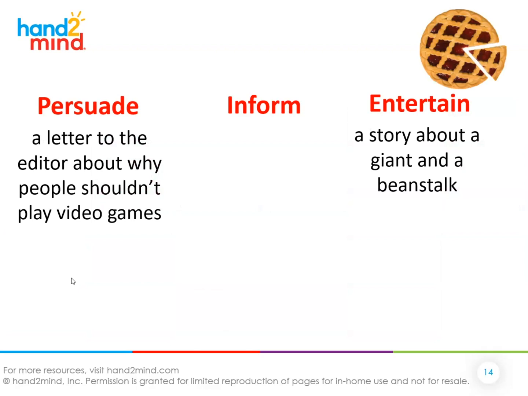A recipe tells me how to make something. It tells me what ingredients I need and the steps to follow to make something like cakes or cookies. So I think the author's purpose in that recipe would be to inform. They're giving me information and facts and telling me how to make the cookies.